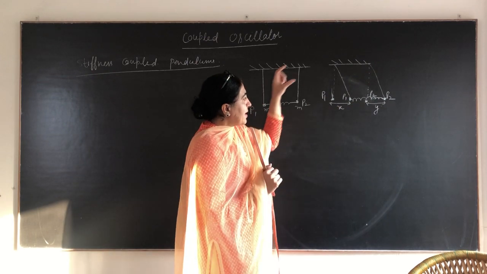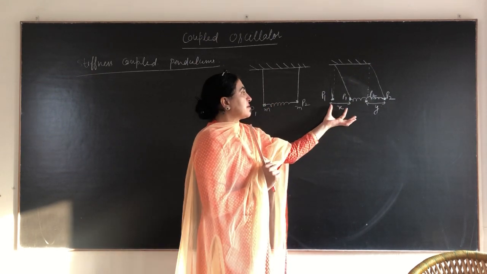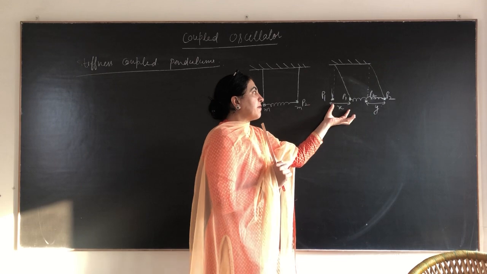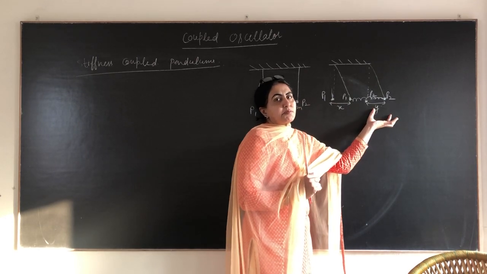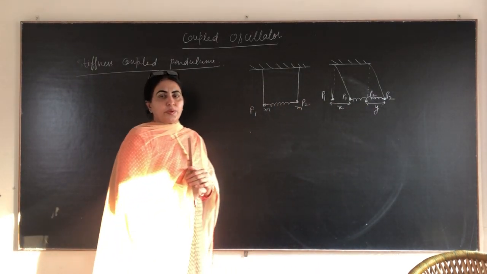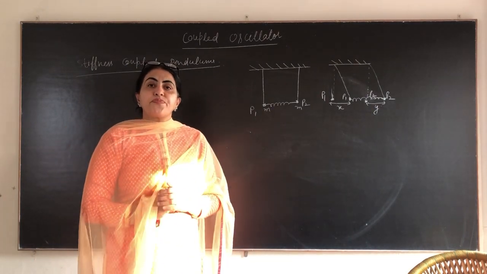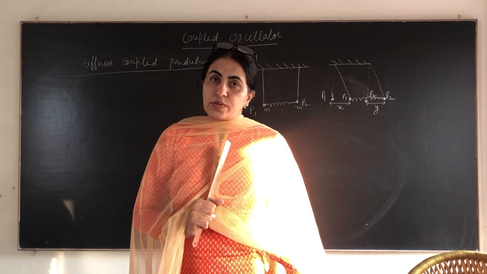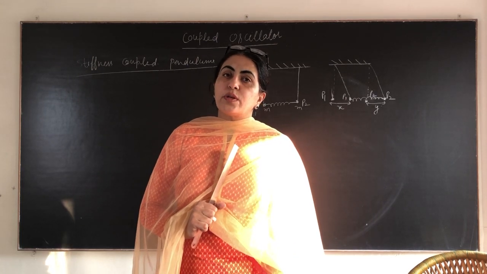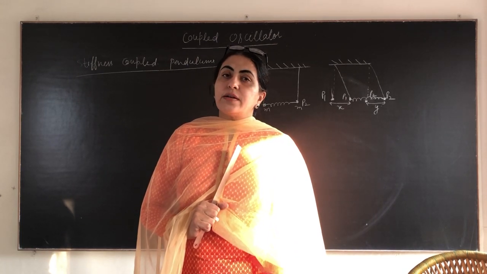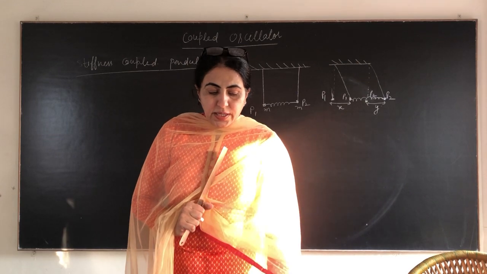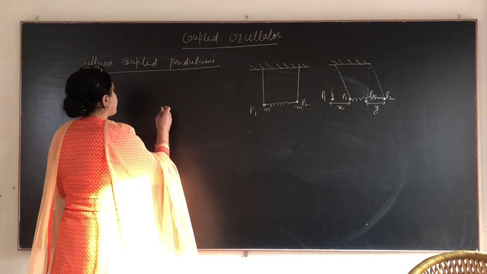Now when disturbed from the equilibrium position, this is the displacement by pendulum P1, and this is the displacement by pendulum P2. Clear? Now we want to find out the restoring forces. So there are two types of restoring forces here. One is the restoring, so write down the restoring forces.